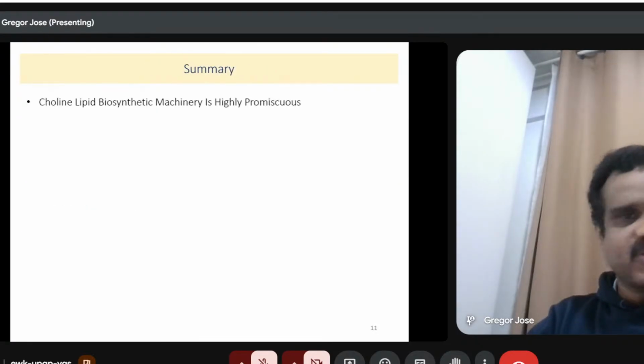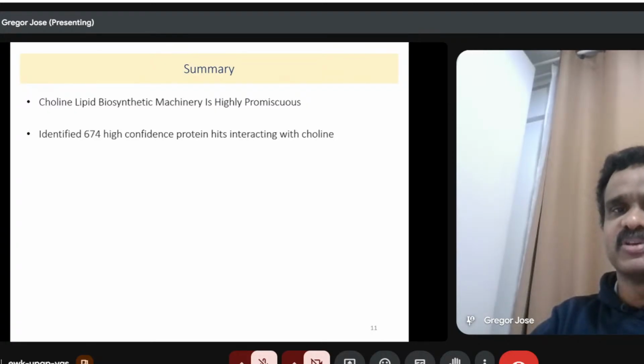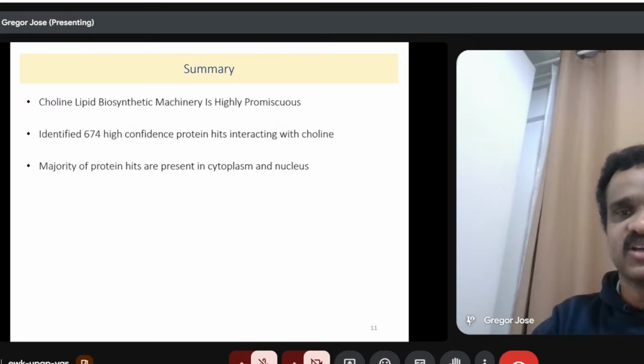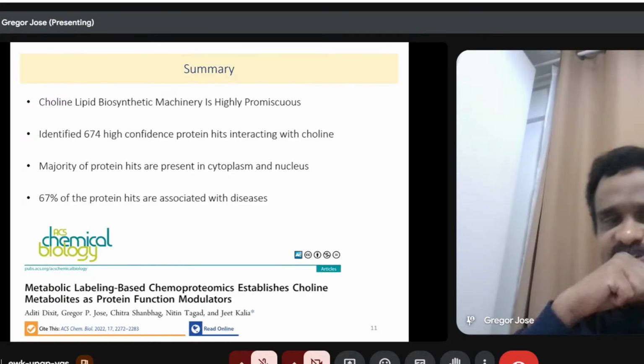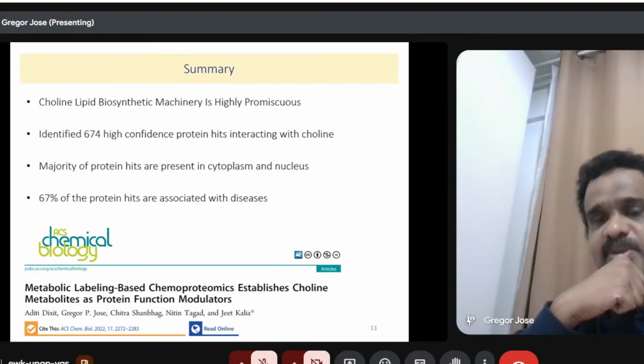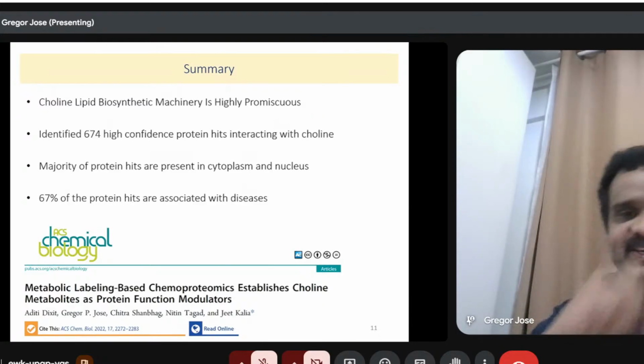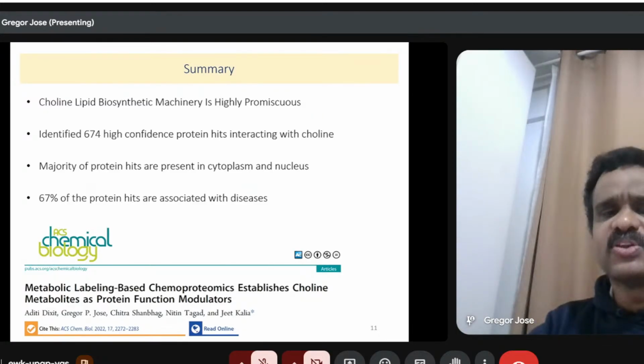And to summarize this part, we found that the choline lipid biosynthetic machinery is highly promiscuous. It can take up different head groups. We found 674 high confidence protein hits interacting with the choline, and the majority of the protein hits were present in the cytoplasm and the nucleus. 67% of the protein hits are associated with diseases. We published this work in ACS Chemical Biology, and a lot of people are working on these metabolites now.